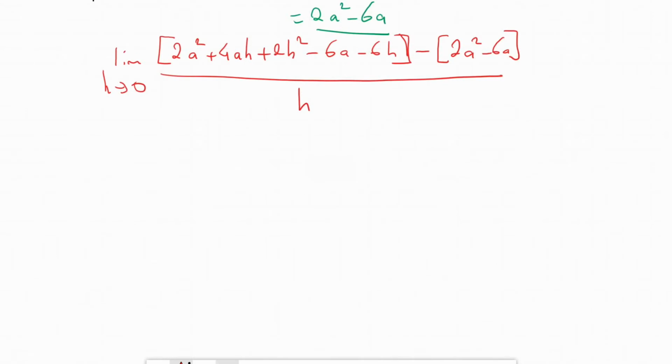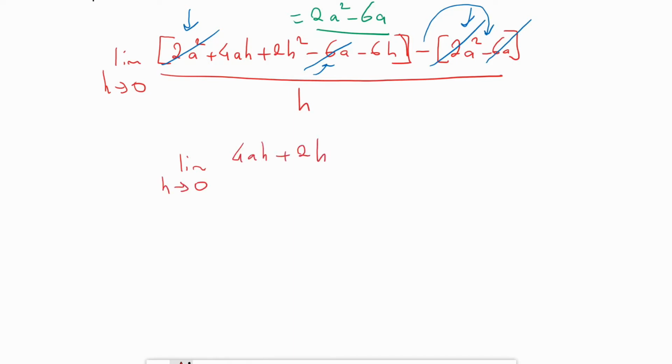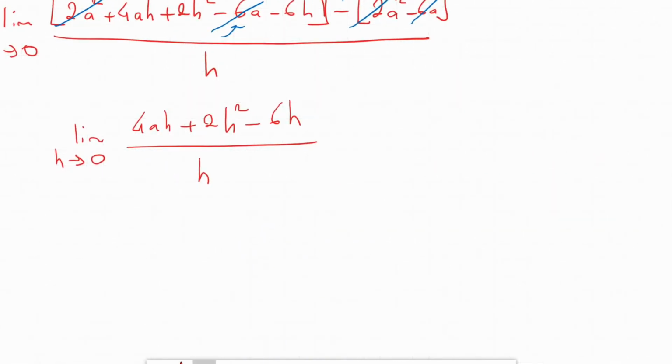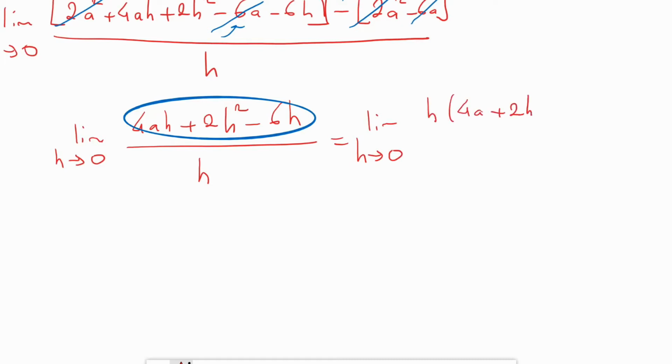So now I'm going to simplify it even further. I see I have positive 2a² here and then minus 2a², so we can cancel these out. And negative and negative gives me positive 6a, and then I have a negative 6a over here, so I can also cancel these out. What I have left now is the limit as h approaches 0 of (4ah + 2h² - 6h) over h. I can take h out from this portion, so the limit as h approaches 0 of h(4a + 2h - 6) over h. So I'm going to cancel the h's, leaving the limit as h approaches 0 of 4a + 2h - 6.